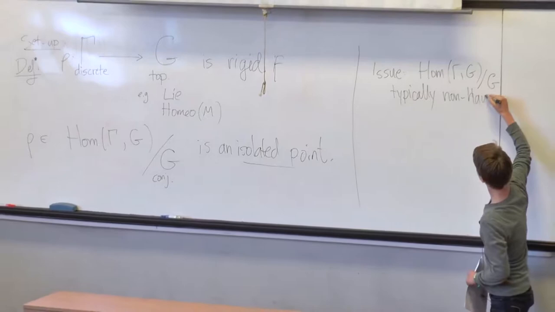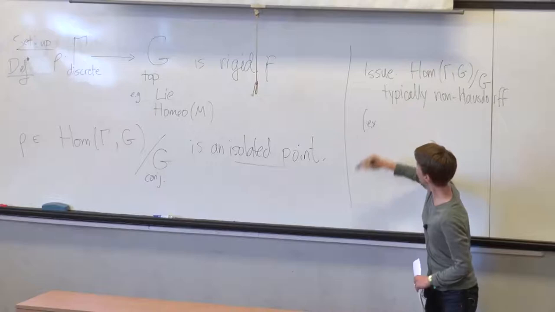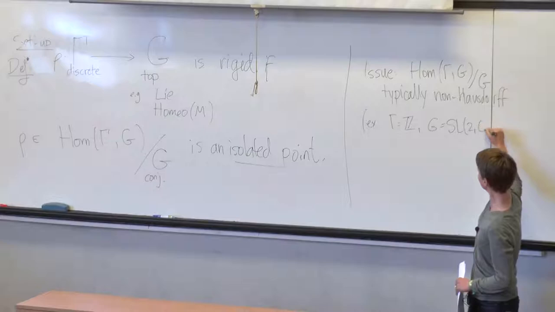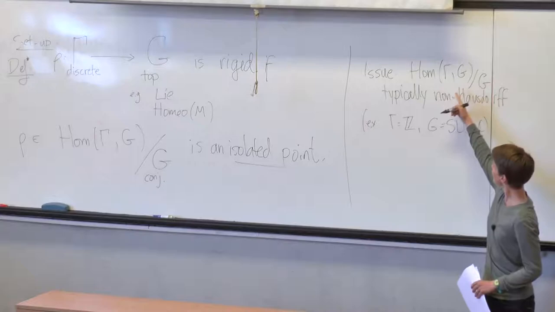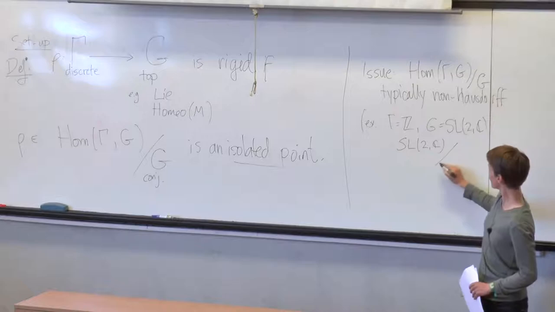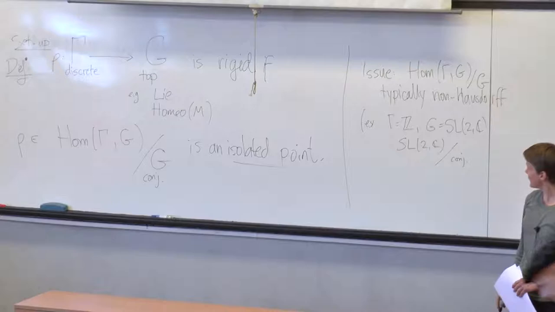Let's do an easy example. How about gamma is just a cyclic group, and G is the classical example SL2C. Okay, it's a familiar space to many people in this room. So now this space really is just homomorphisms of Z into SL2C. So that's just SL2C up to conjugation in SL2C. And so I'm just talking about conjugacy classes here.